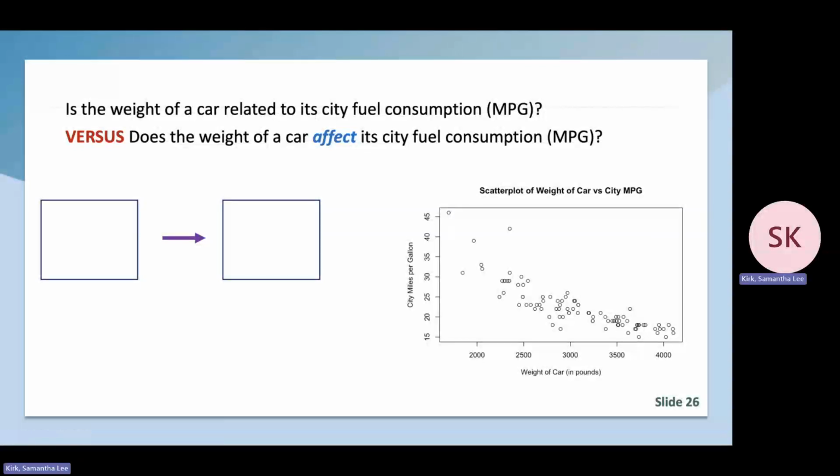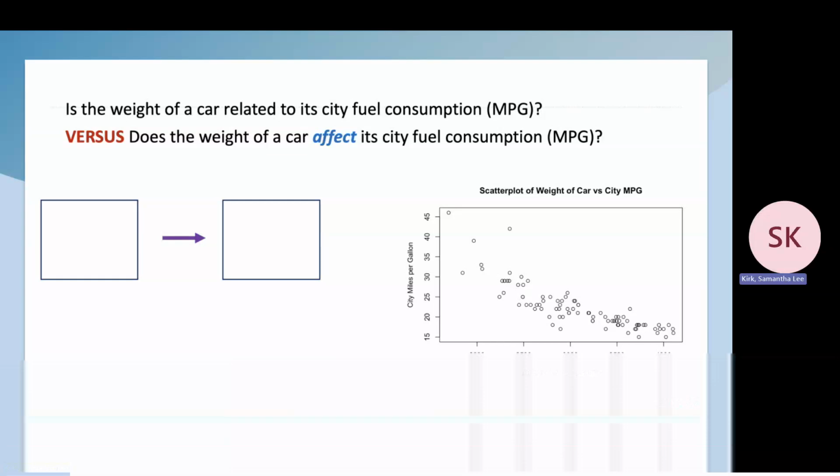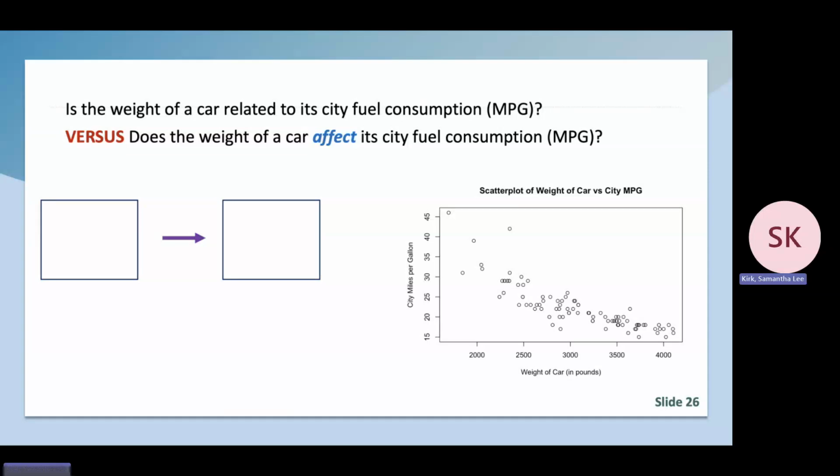How about this one? Is the weight of a car related to its city fuel consumption? Let's think about that sentence versus, does the weight of a car affect its city fuel consumption? So we saw the scatter plot earlier, and on the bottom we have the weight of the car. That's the horizontal axis, and the y-axis is the city miles per gallon. And we said that this is a negative association, a negative linear association.